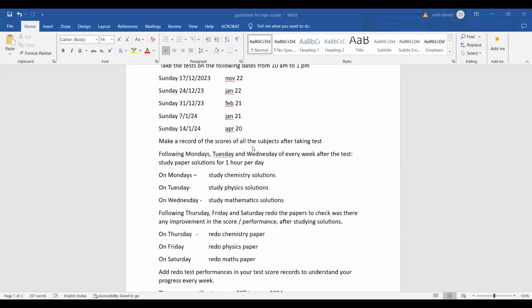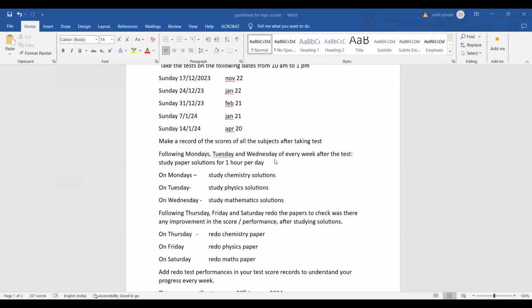Now you have to make an Excel sheet, or in a notebook make columns for every Sunday, and then make a column for the redo test. Let me explain the entire concept. Make a record of the scores of all the subjects after taking the test. Make 3 columns for every day: in physics I got this much, chemistry this much, maths this much. Fine.